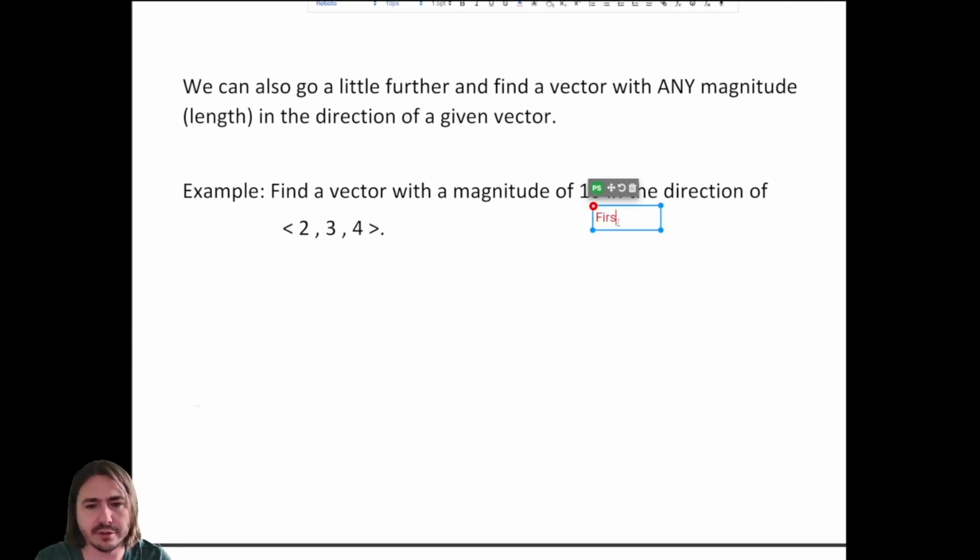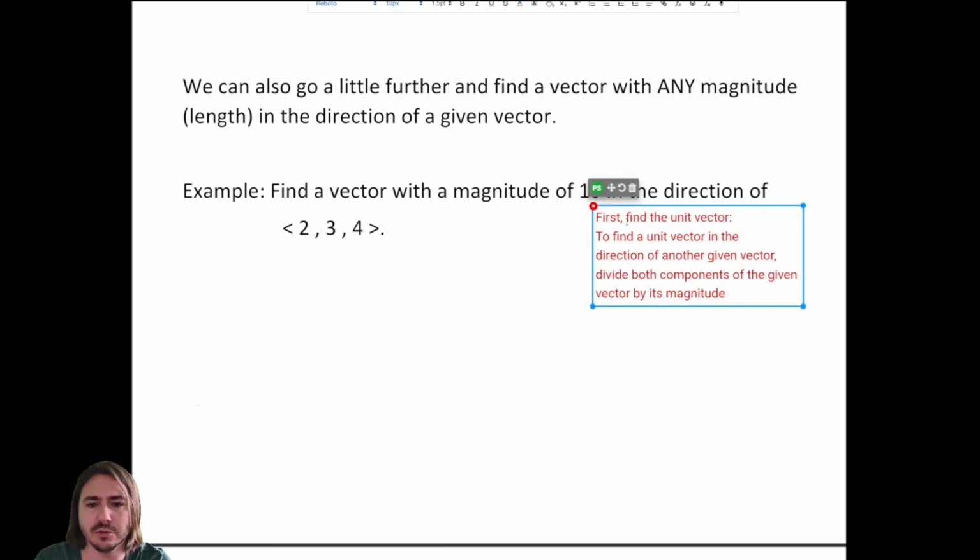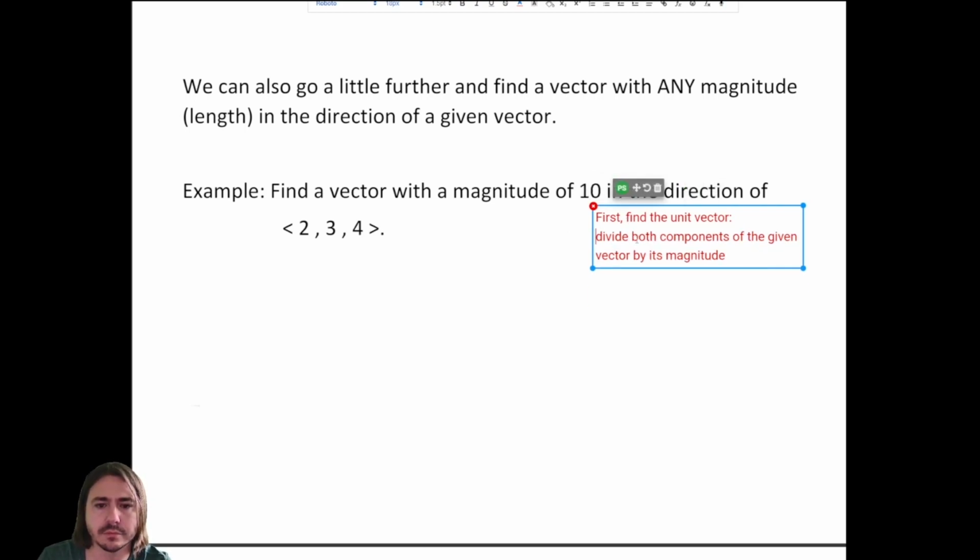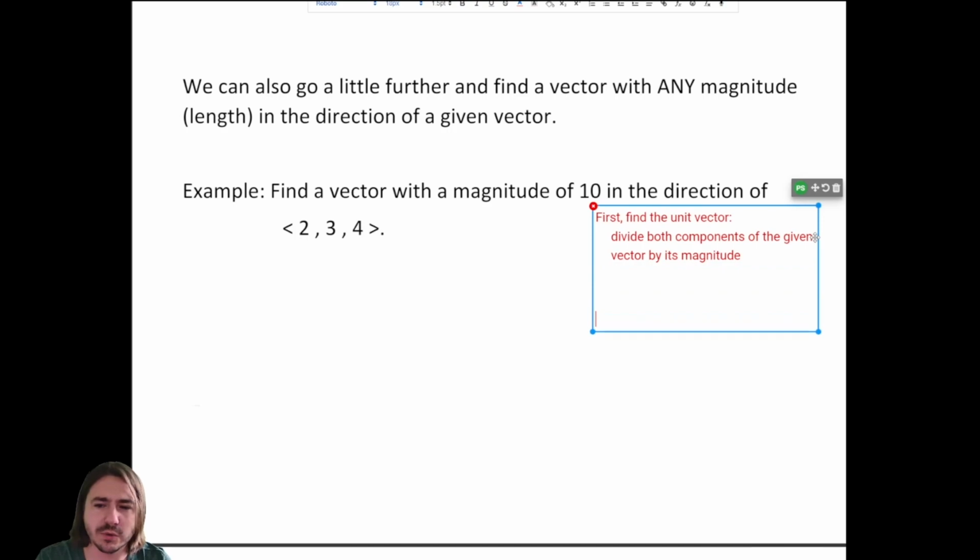So first, find the unit vector in the direction. So to do that, you do the steps that we did before. We've got to find the magnitude, then we'll divide each component by the magnitude. Now once we have the unit vector, we can scale that back up. This is probably the easiest way to do this.